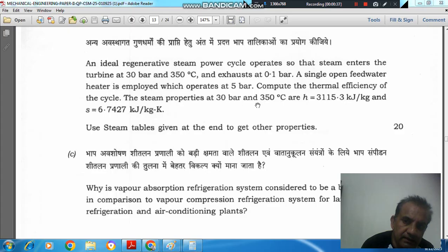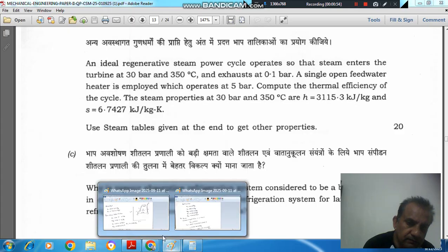The steam properties at 30 bar and 350 degrees Celsius are H is equal to 3115.3 kilojoule per kg and S is equal to 6.7427 kilojoule per kg per degree Kelvin. Use steam tables at the end to get other properties.